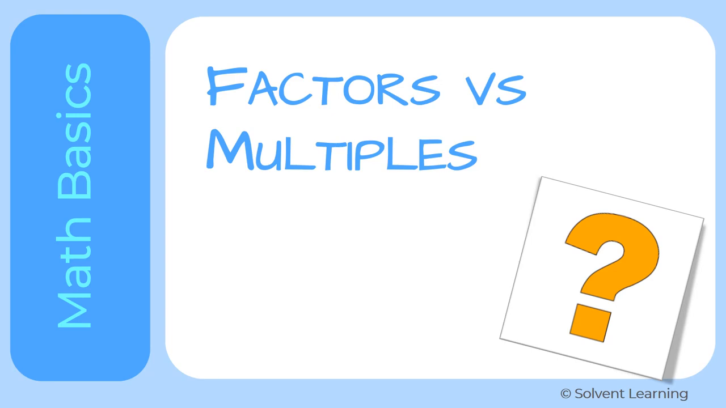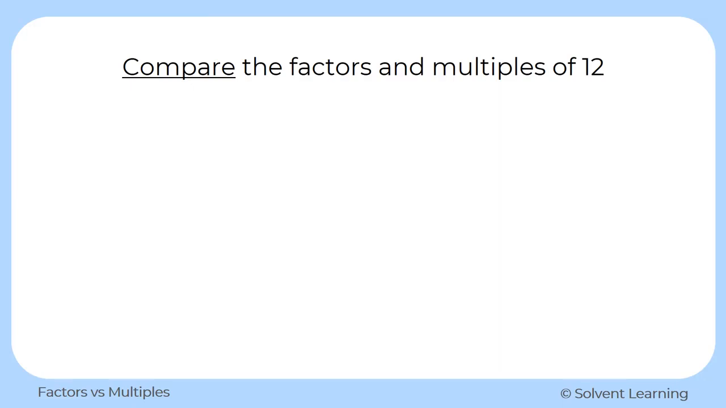Now that we learned about factors and multiples, we're going to compare and contrast factors versus multiples of a number. So now we're going to compare the factors and multiples of the number 12. Remember, when we're comparing things, we want to see what their similarities are.